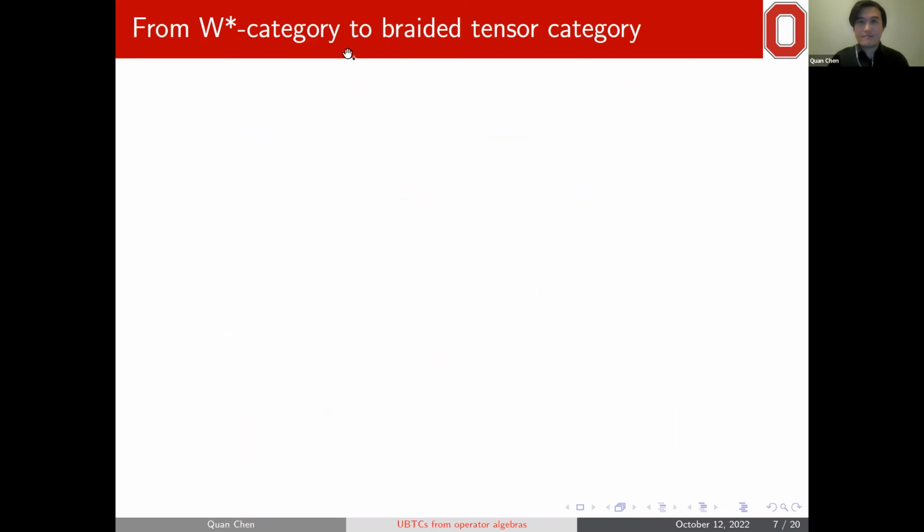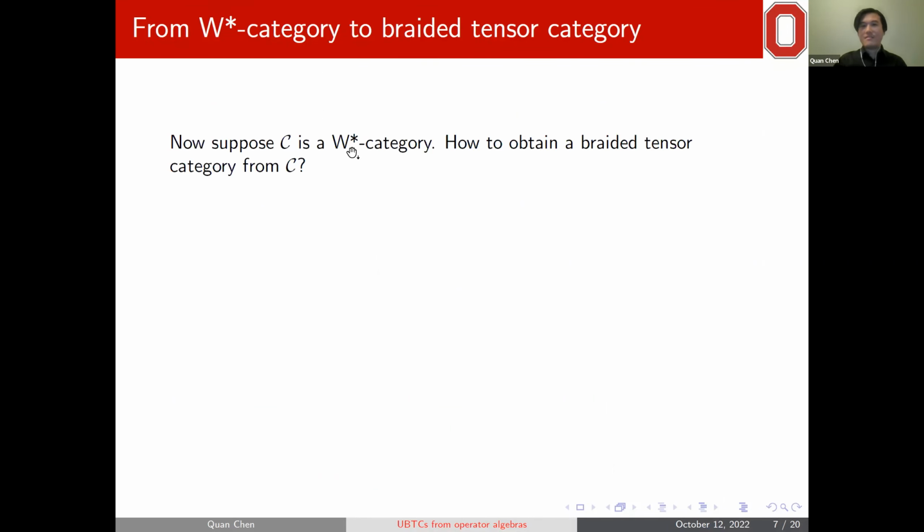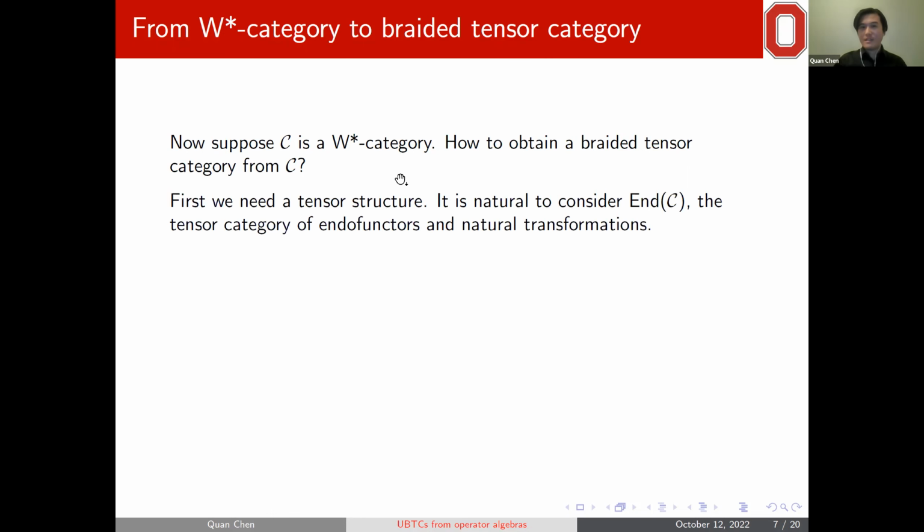And now I'm going to talk about how we get a braided tensor category from a single W star category. So suppose C is a W star category. Remember, this is just a category with an extra condition on your hom space, but you don't change that much. For example, the things I listed for unitary tensor categories are all W star categories. But here we don't equip it with a tensor structure.